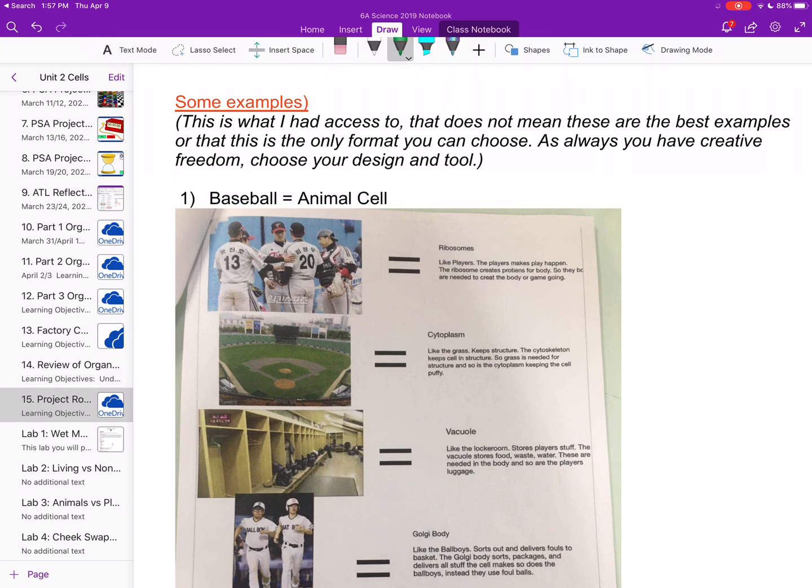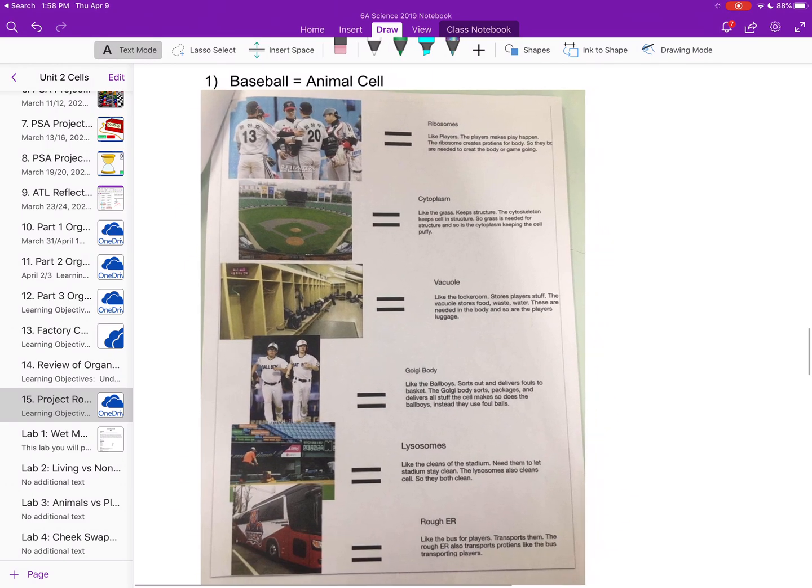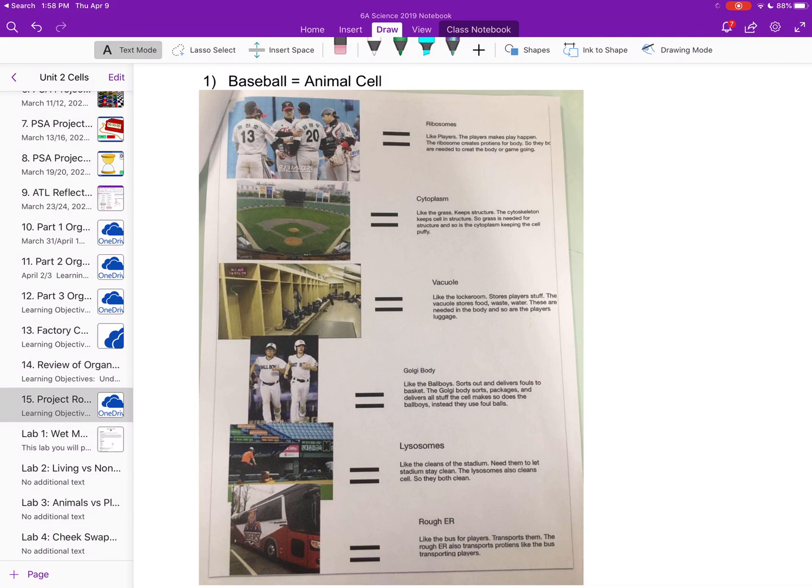So keep in mind, the format is up to you. I've had digital models, I've had physical things built, I've had Minecraft, video. The format is your choice. I just only happen to have written ones. Okay. So the first example is comparing the animal cell to baseball. And so I'll just read a couple just to give you a sense.